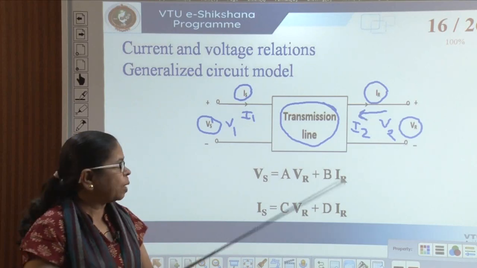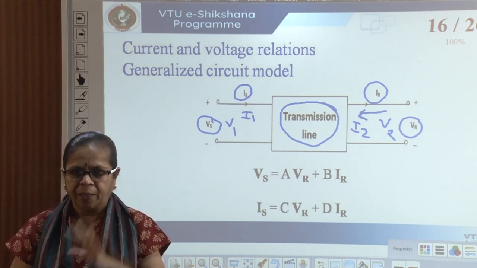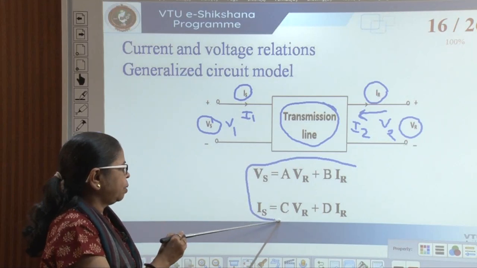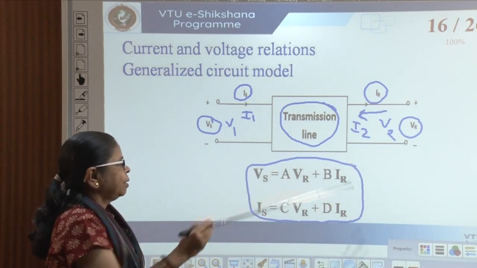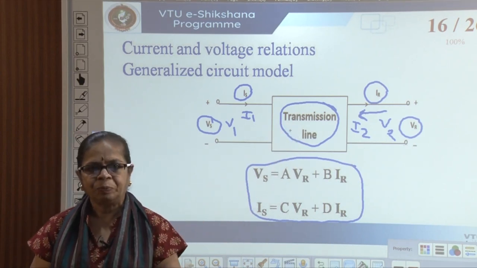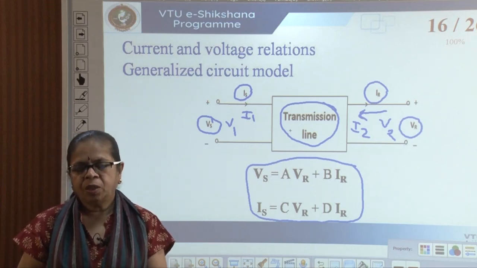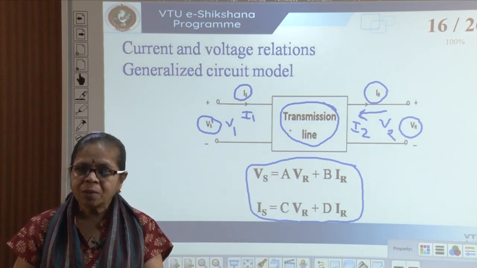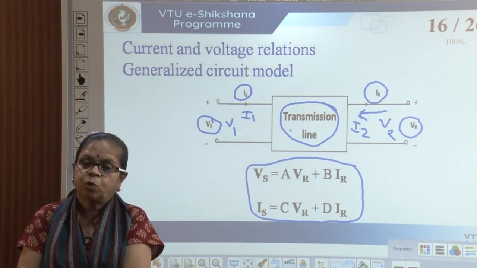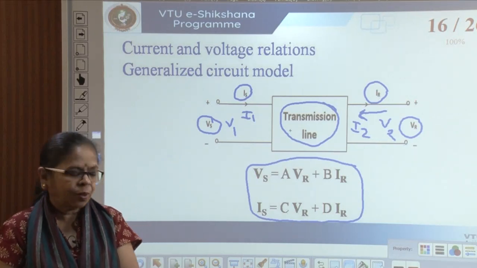Why general? Because I am not saying what is within this box. What circuit is there, I am not saying. So these equations you see here, the equation per se doesn't take into cognizance anything inside this. So they are called as generalized equations, generalized circuit equations for transmission systems. And ABCD are also called as transmission parameters, or very rarely chain parameters.